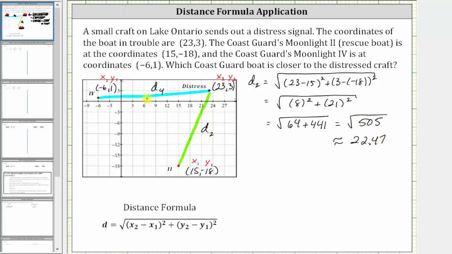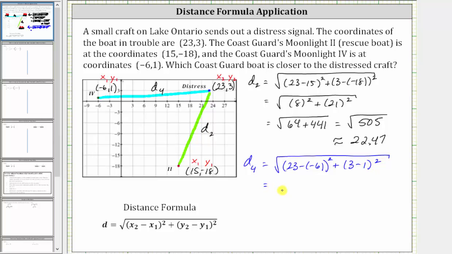And now let's find d sub 4. D sub 4 is equal to the square root of the quantity. Again, x sub 2 minus x sub 1 squared is going to be 23 minus -6 squared. And then we have plus y sub 2 minus y sub 1 squared, which is 3 minus 1 squared.